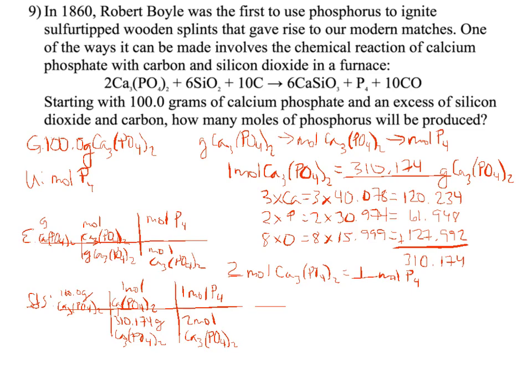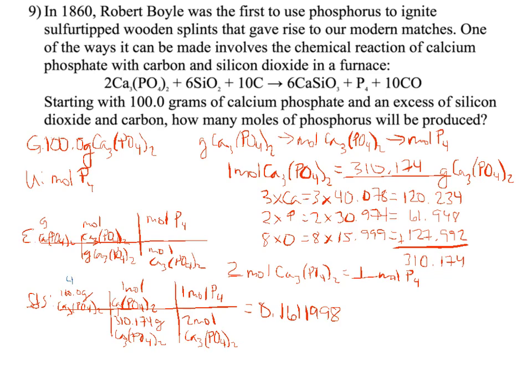So math-wise, what are we doing? We're going to divide 100 by 310.174 and then also divide by 2. If you don't like doing that, you can multiply straight across the top, get a number, multiply straight across the bottom, get a number, and then divide your 2 answers, whatever you want to do. So what do you get when you do that? You get 0.1611998 on the calculator.